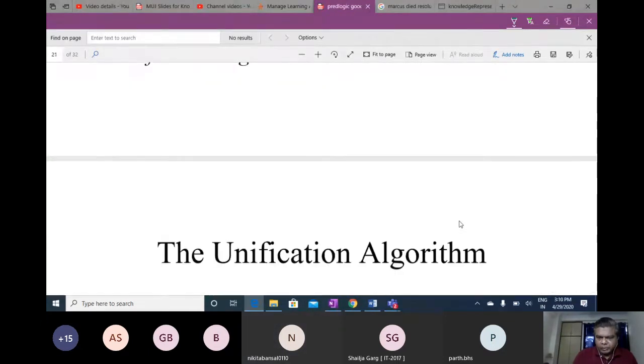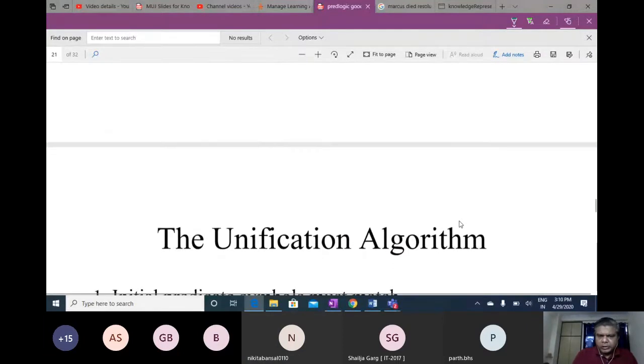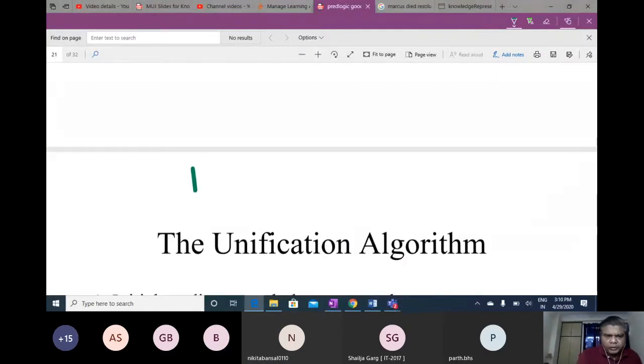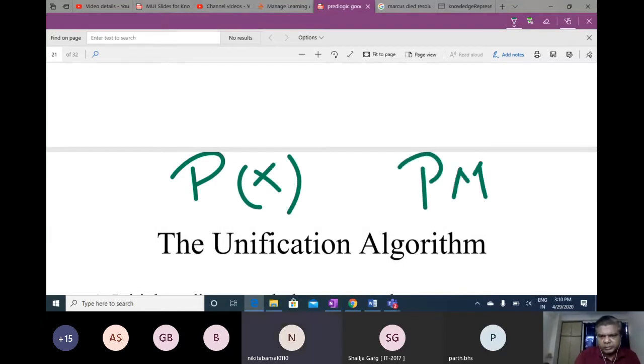And this is very simple. How can we do it? Suppose there are two predicates like this, P(x) and P(Marcus). पहली चीज, how can we see if they can match? First thing is that their predicate name should be exactly the same. If ये दोनों ही same नहीं हैं, then they cannot match. So first thing is this.